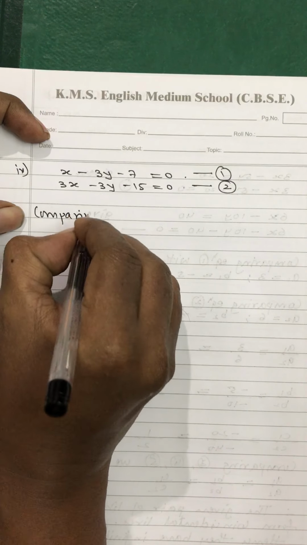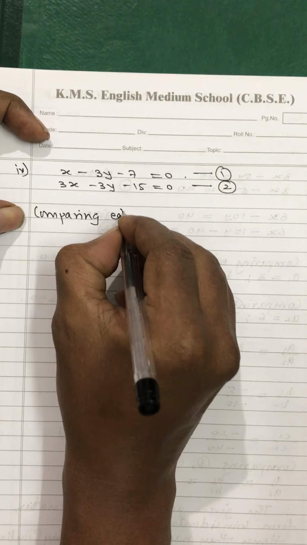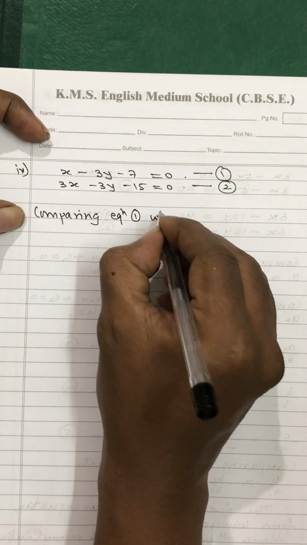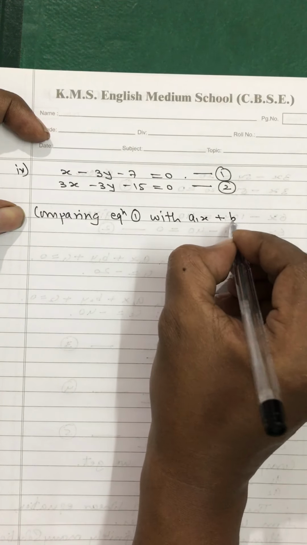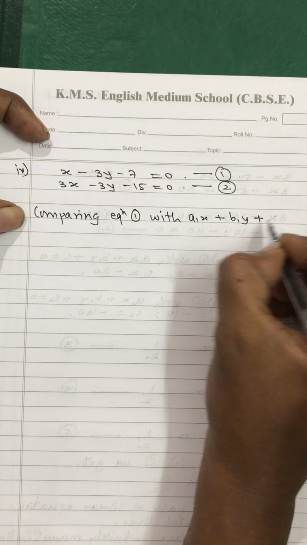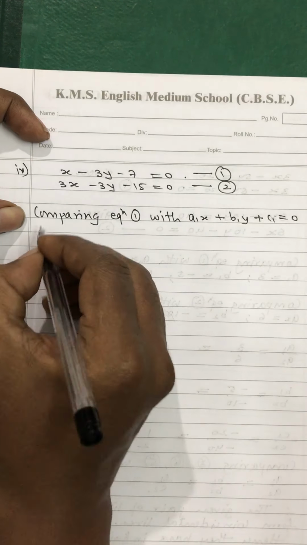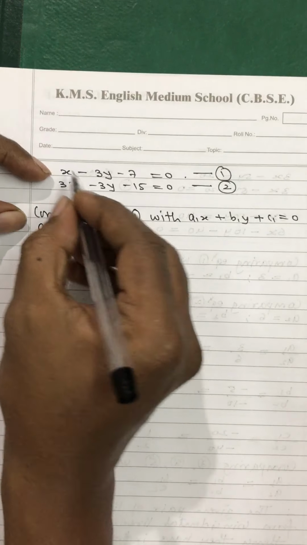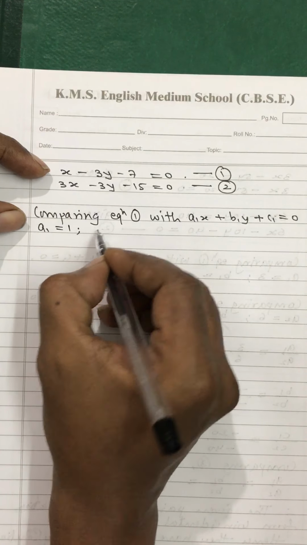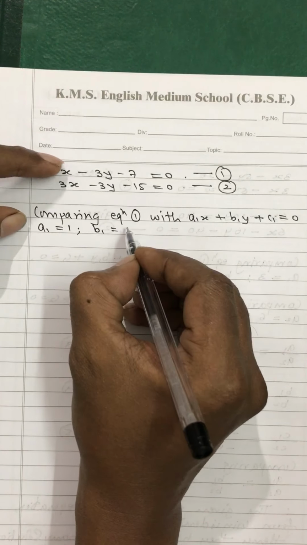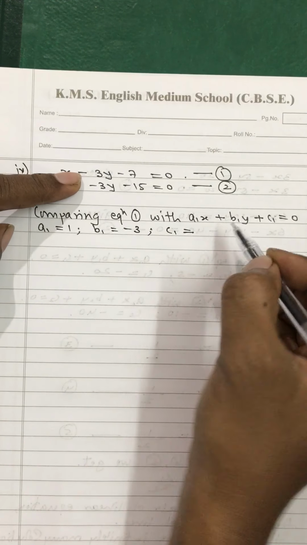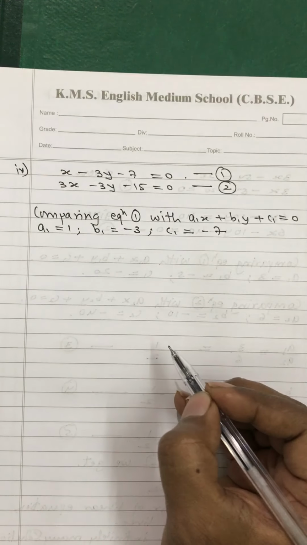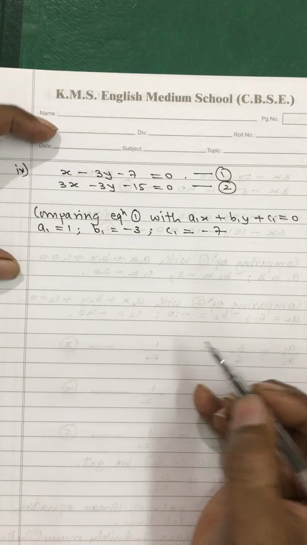Comparing equation 1 with a1x plus b1y plus c1 is equal to 0, we get a1 is equal to, see here, coefficient 1, b1 is equal to, compare the signs, minus 3, c1 is equal to minus 7. Okay, I forgot one thing.